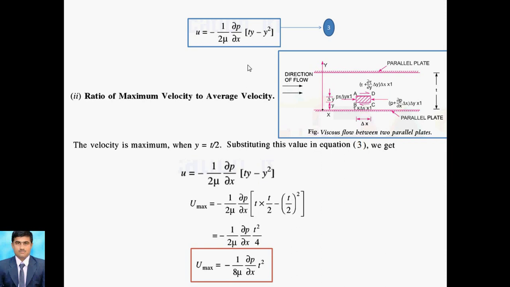Now we calculate the average velocity. This is equation number 3, called the general form of velocity. This is called u max, that is, the maximum velocity, and after that we will get the average velocity. Okay, now we move on to the rate of flow through the stream.